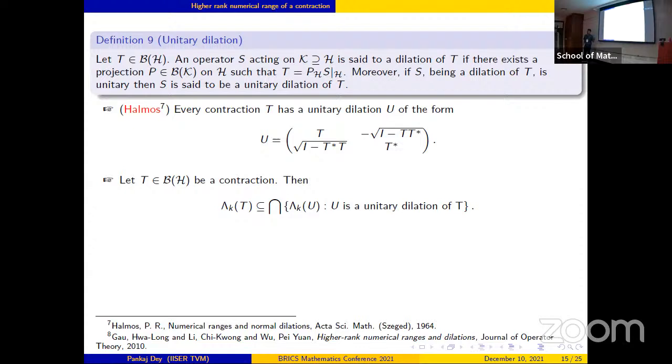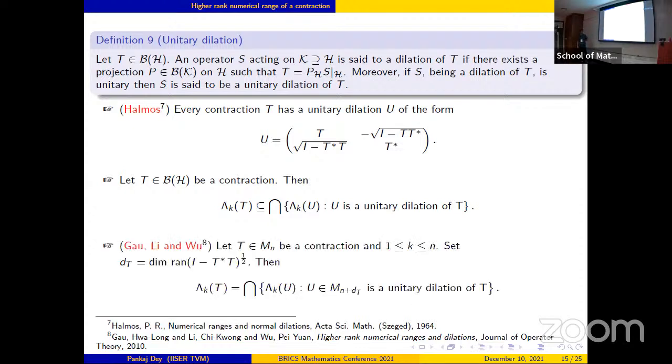Now it is natural to ask whether equality occurs. Gaulian proved that if T is a matrix, then equality occurs, with U acting on dimension n plus d_T, and that is the maximum one can hope for.